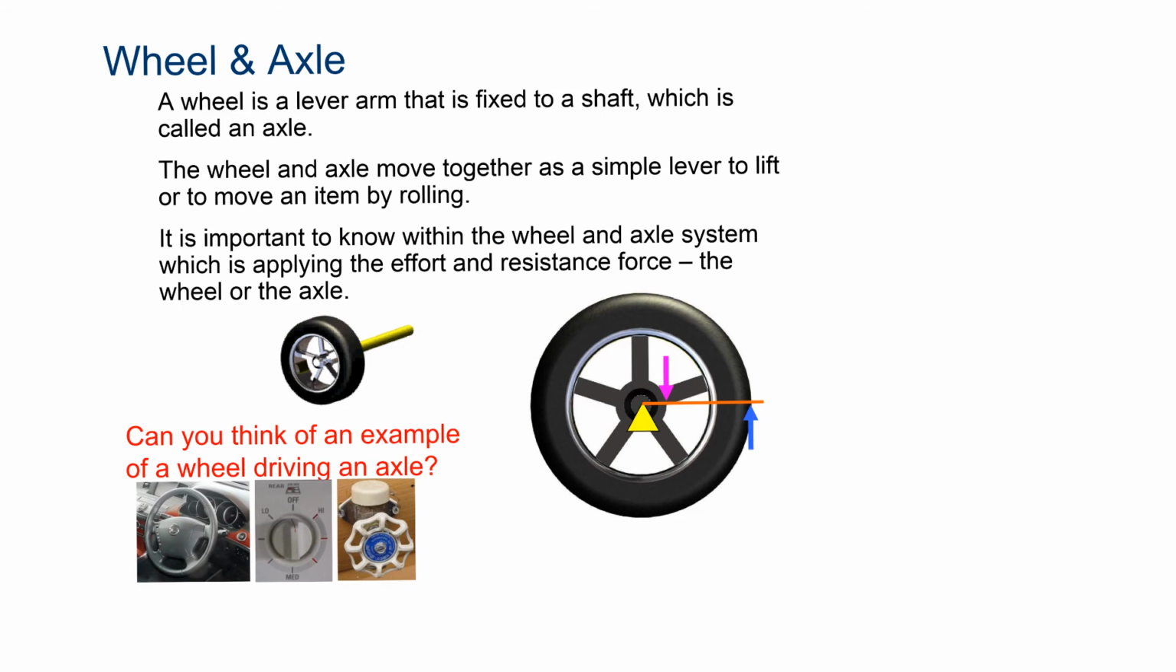Wheel and axles. So you have a wheel. It's a lever that's fixed to a shaft. So a wheel and axle acts just like a lever. So you have your pivot point would be there.